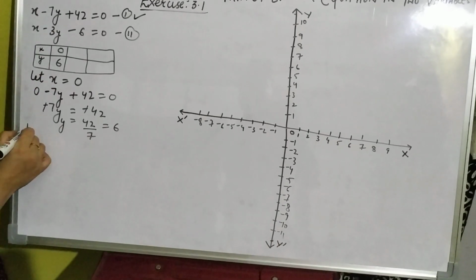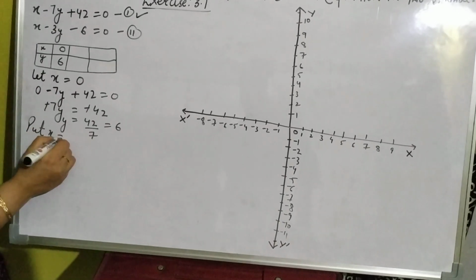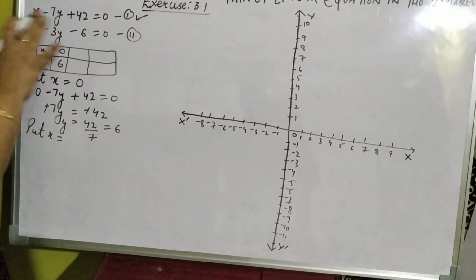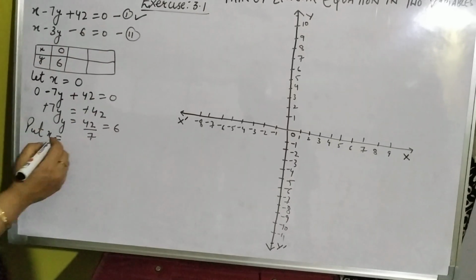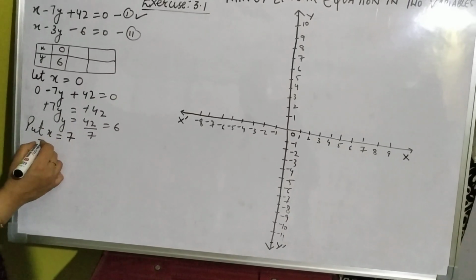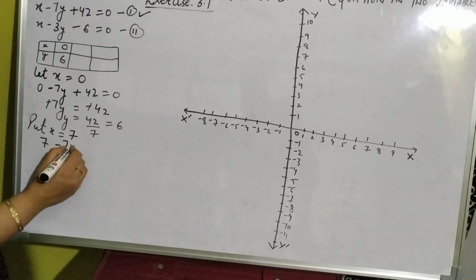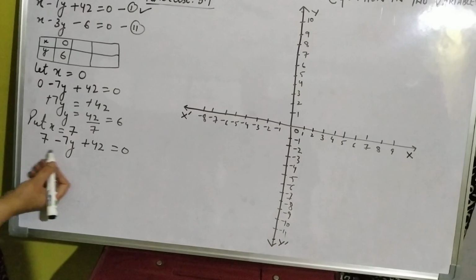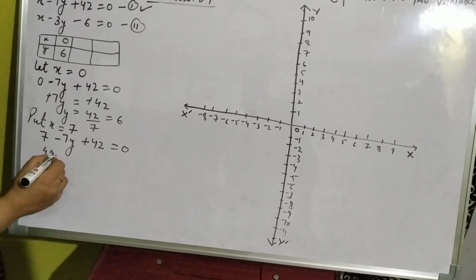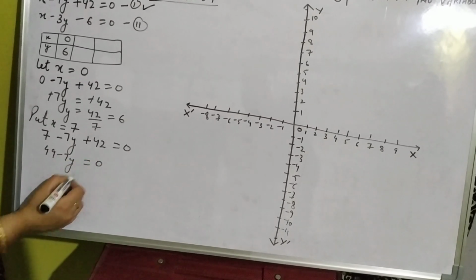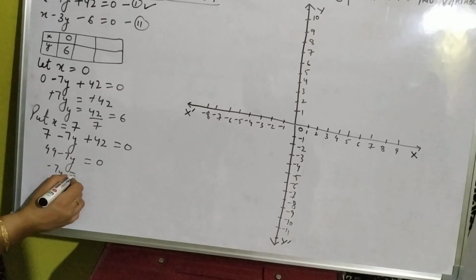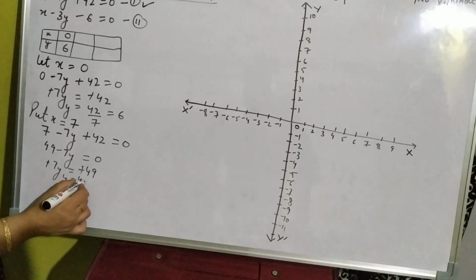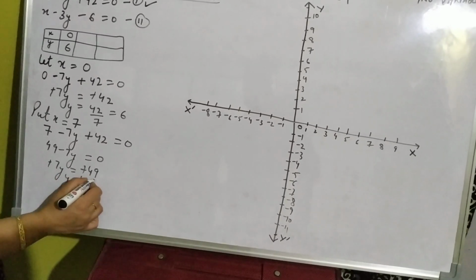Now next, we will not put x is equal to 1. So we will put the multiple of 7 so that it is easy to solve the equation. Put x is equal to 7. 7 minus 7y plus 42 is equal to 0. 7 plus 42 gives 49. Minus 7y is equal to minus 49. Minus minus cancel. y is equal to 49 upon 7, which is equal to 7.